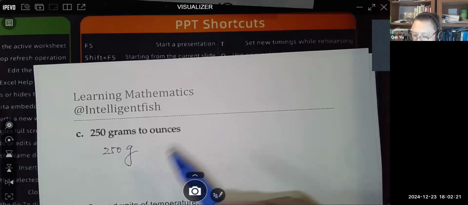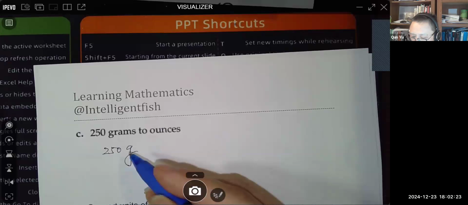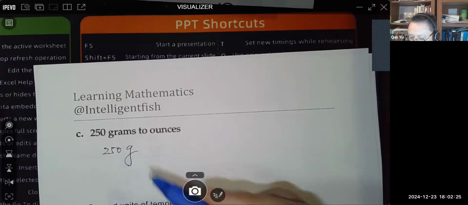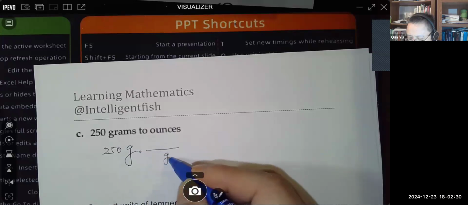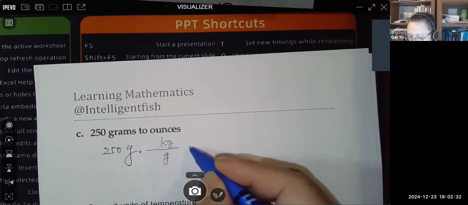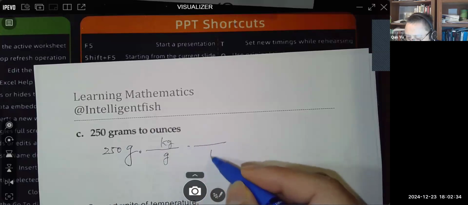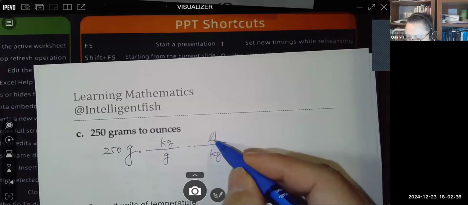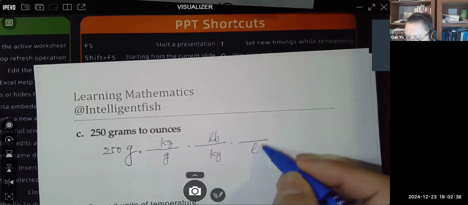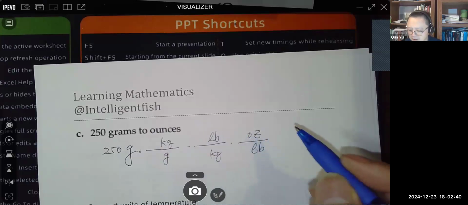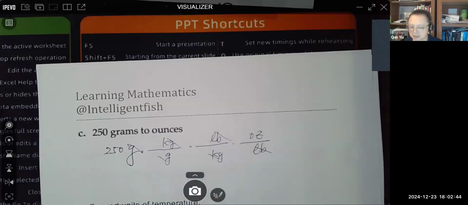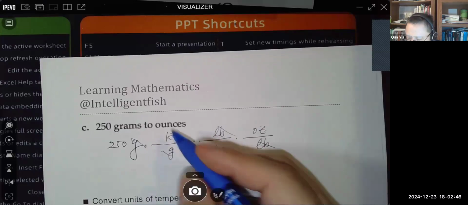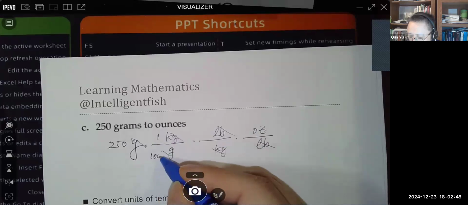Now this strategy, we go from gram to kilogram first. That's all. Look at the structure. Gram to get kilogram. Then I can go from kilogram to pound. Then I can go from pound to ounces. See, they all get canceled. We just get an ounce in the end. That's the structure. Now, 1 kilogram equals 1,000 grams.